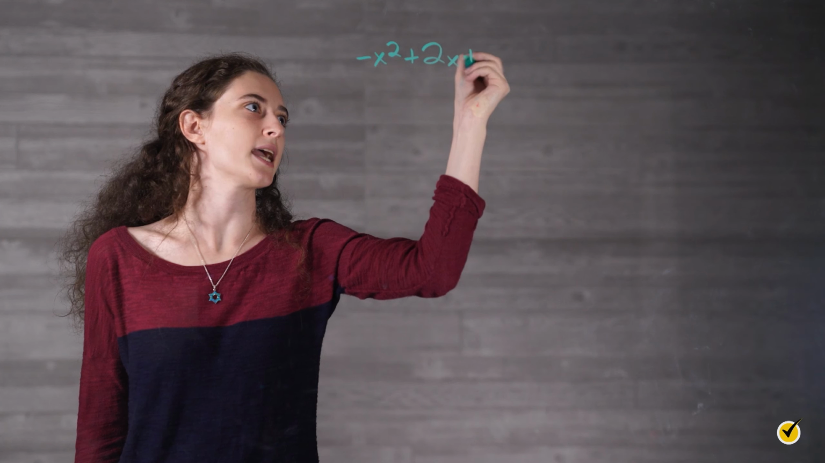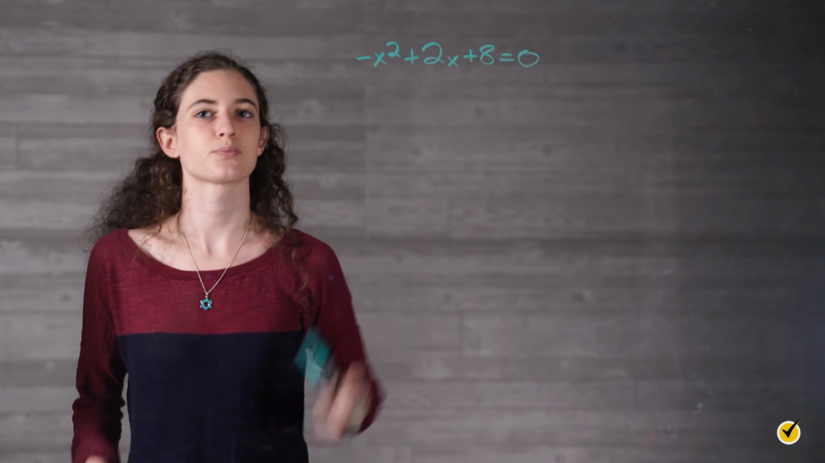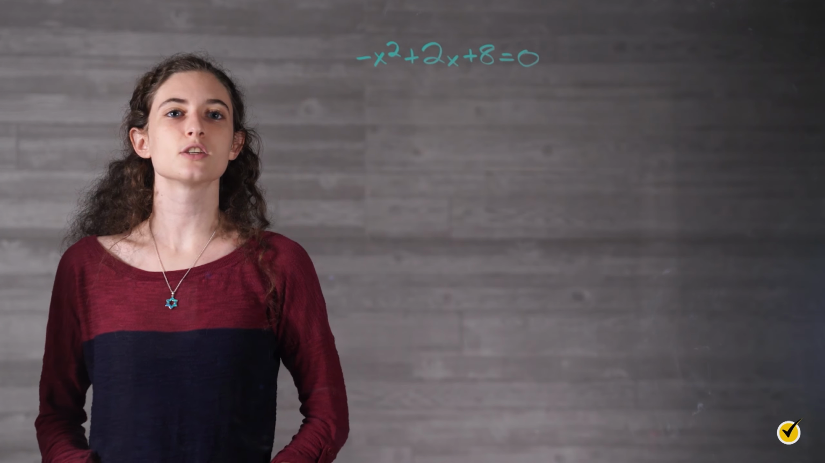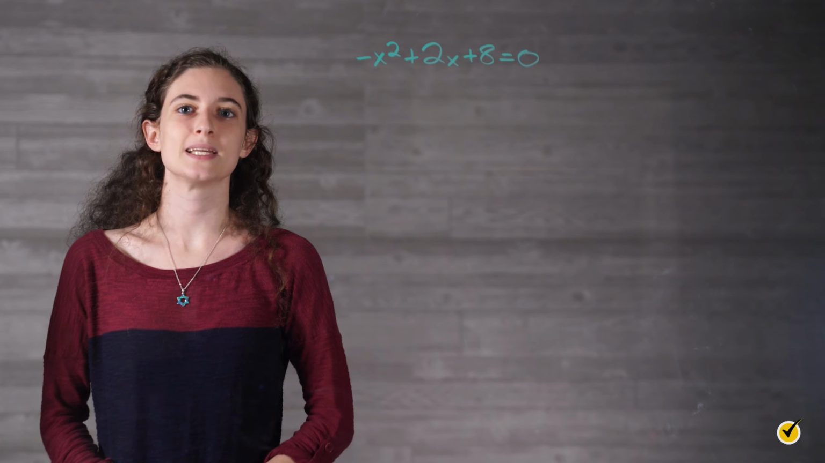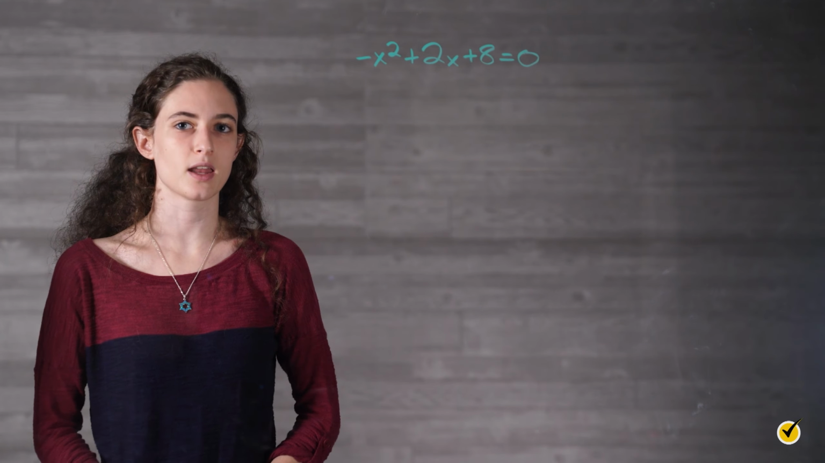Here's our equation again. Negative x squared plus 2x plus 8 equals 0. To complete the square, the equation needs to not only be in standard form, but the coefficient on the squared term needs to be positive instead of negative. So we divide all terms by negative 1 to get ready. This gives us x squared minus 2x minus 8 equals 0.